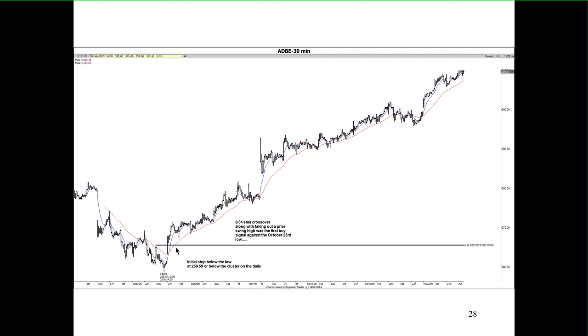Sorry, it's a little bit hard to read, but bottom line, once it did both of those things, you can be a buyer and your initial stop would be underneath the low end of the zone. So that was your trigger, and we did have a nice rally that followed.